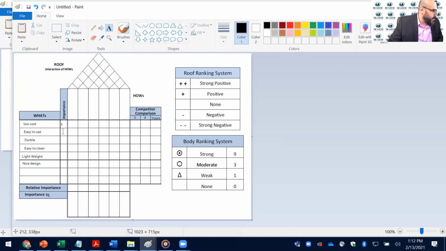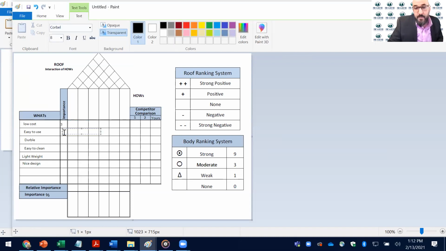On a scale 1 to 5, how important is it to be easy to use? That's very important. I need it to be quicker. I'm using a microwave, so I need to make sure it is easy to use. Number 3, durable. How important is it to be durable? Well, I need it very reliable, so I'm going to make it a 5 as well. How important is it to be easy to clean? Very important to me.